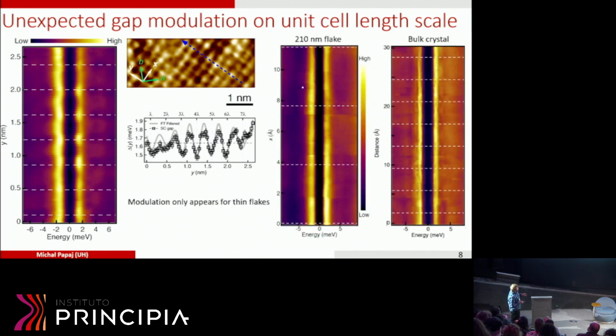And not only that, even in flakes that are on the intermediate scale in the devices, so 210 nanometers, there's absolutely no oscillation. And the same thing for the bulk crystal before the exfoliation happened. So this is quite unexpected, and I don't think for this particular composition any modulation was observed before. So something definitely happened after the exfoliation process.